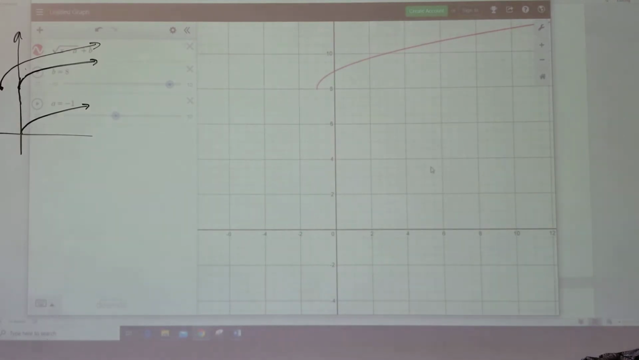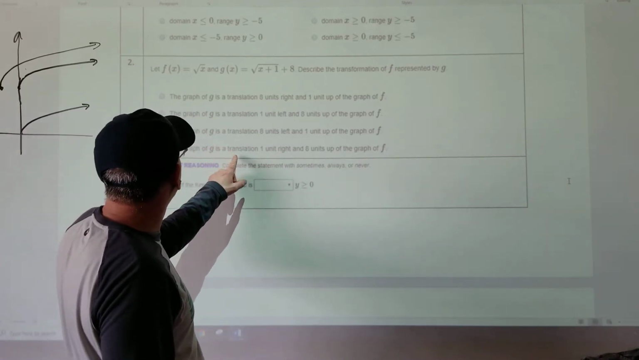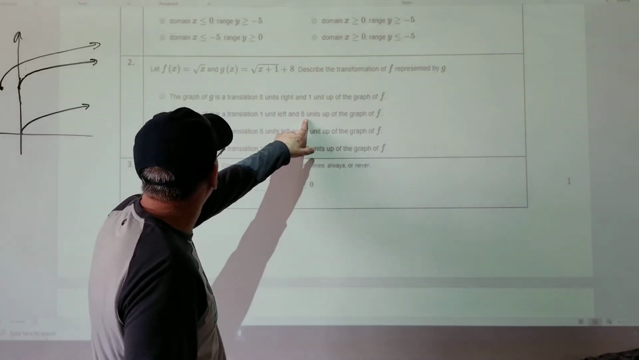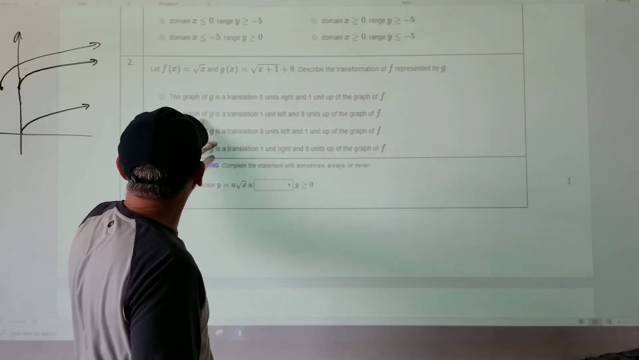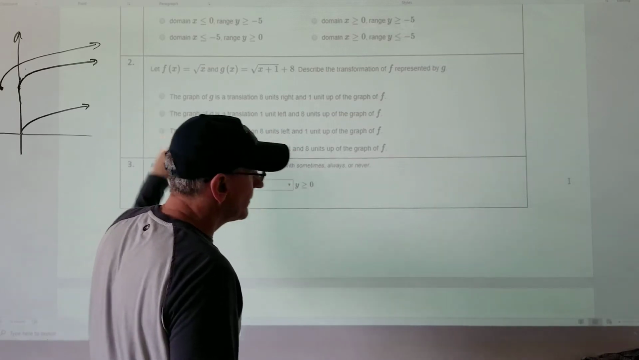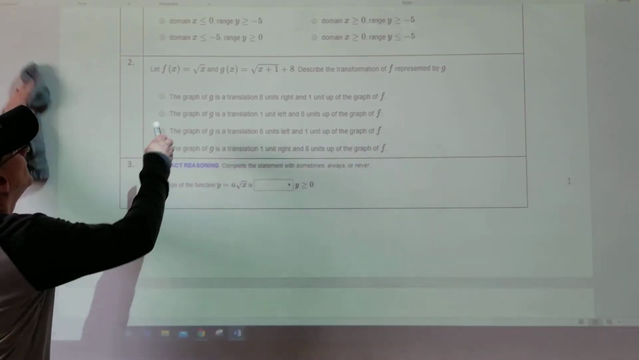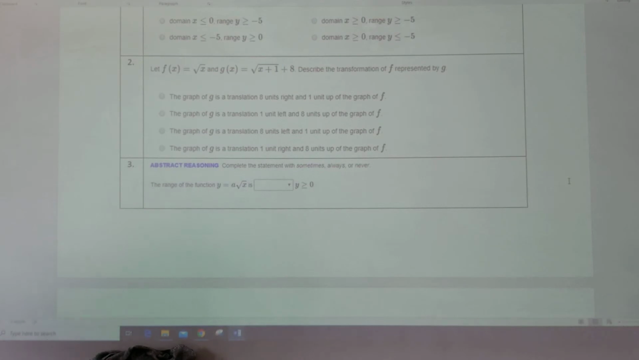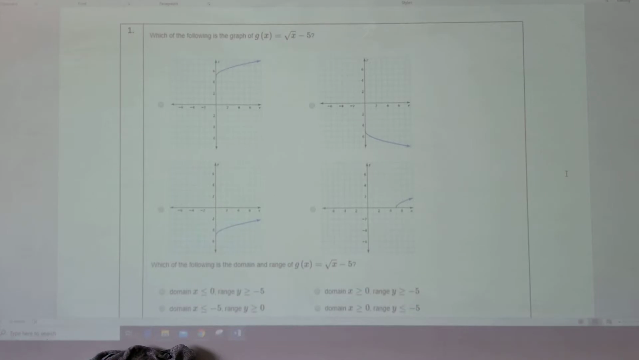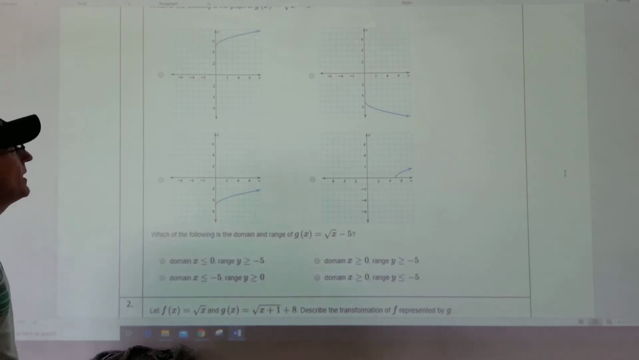Now we're supposed to describe what we just witnessed in words. The graph of g is a translation of 8 units up and 1 unit left. So I would select that second choice right there. Oh, and now I just realized that I forgot to do the questions down here about domain and range. So let me back up. You got some bonus questions here on problem 1. It says, which is the correct graph, and then what's the domain and the range?